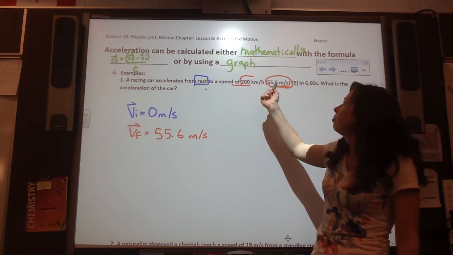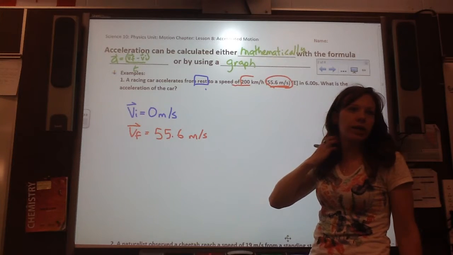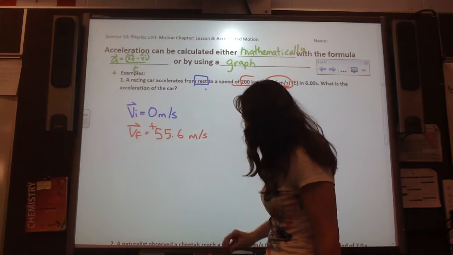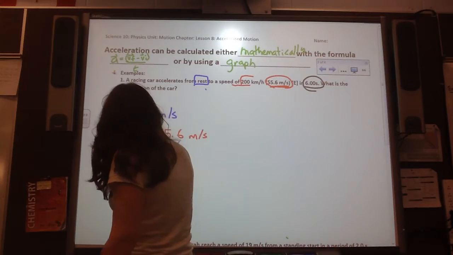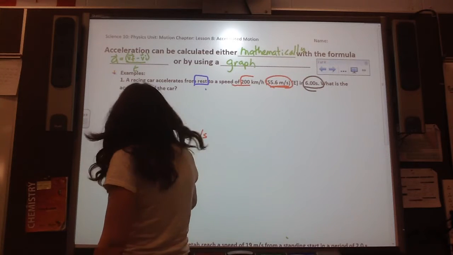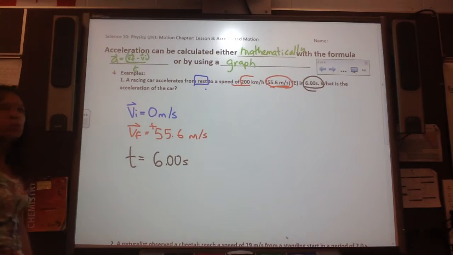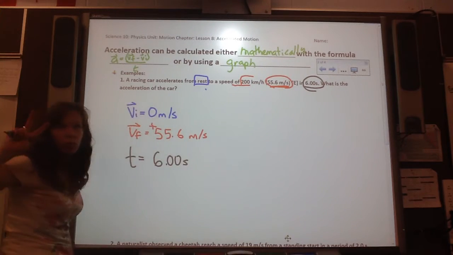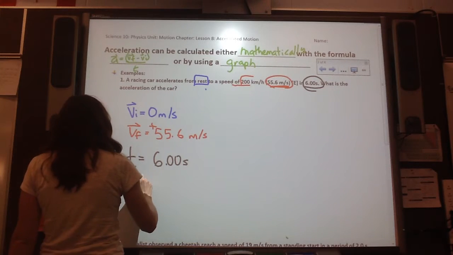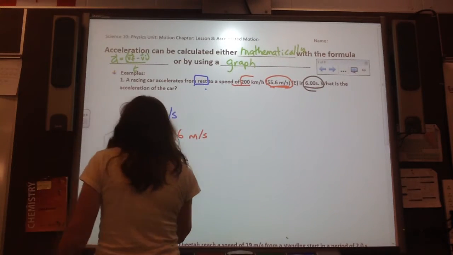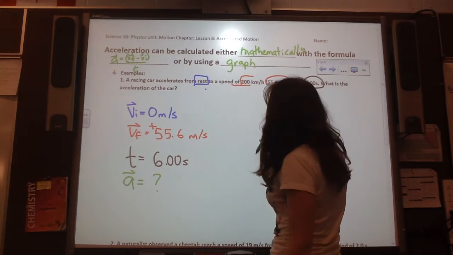Now, it says 55.6 meters per second east. So how do we translate east? Positive. So we need to make sure that's positive. What else do I know? In 6 seconds, the last time I checked, that is a time. So T is 6.00 seconds. And then you write out what you want to find. So that's step 2, writing out what you want to find, which is A, acceleration.